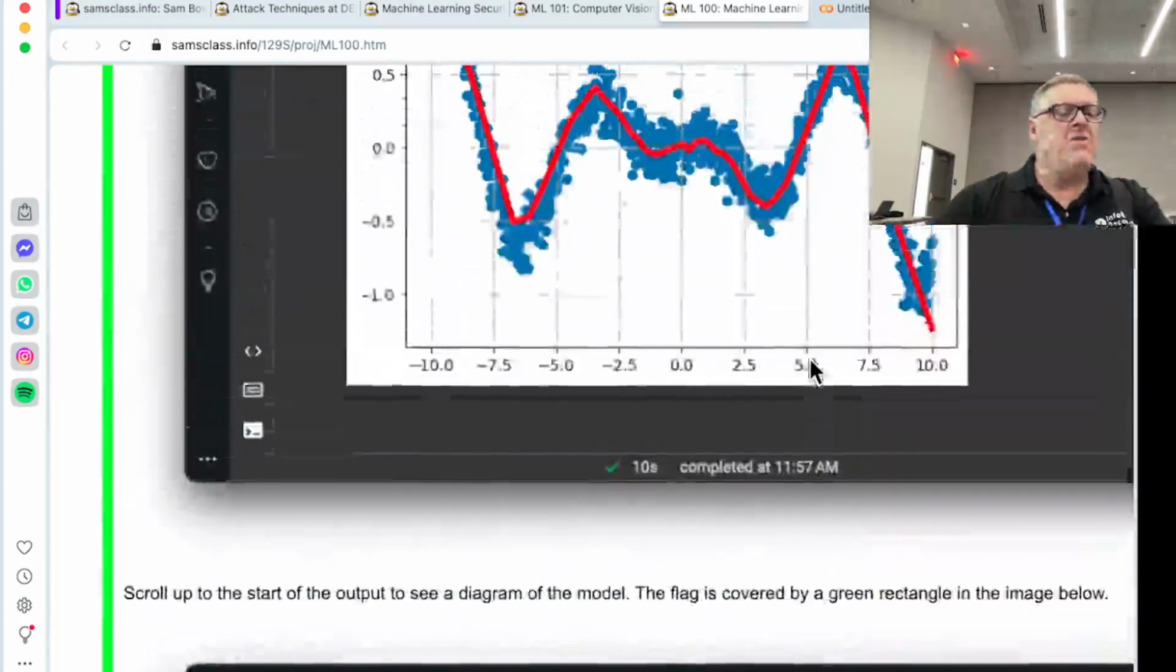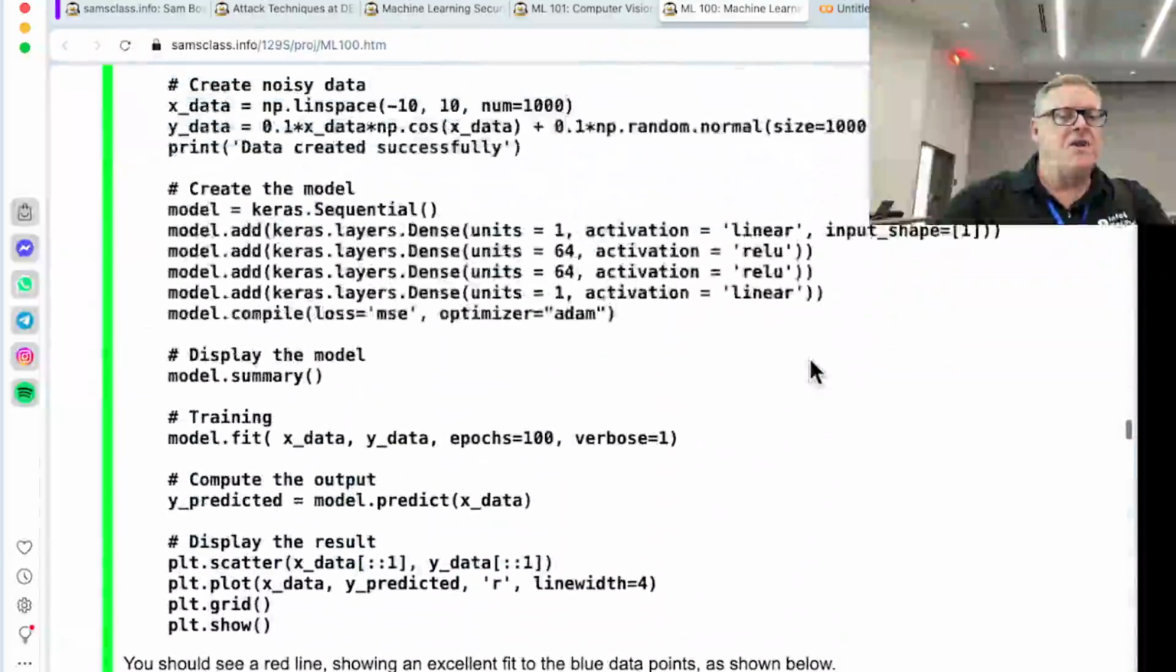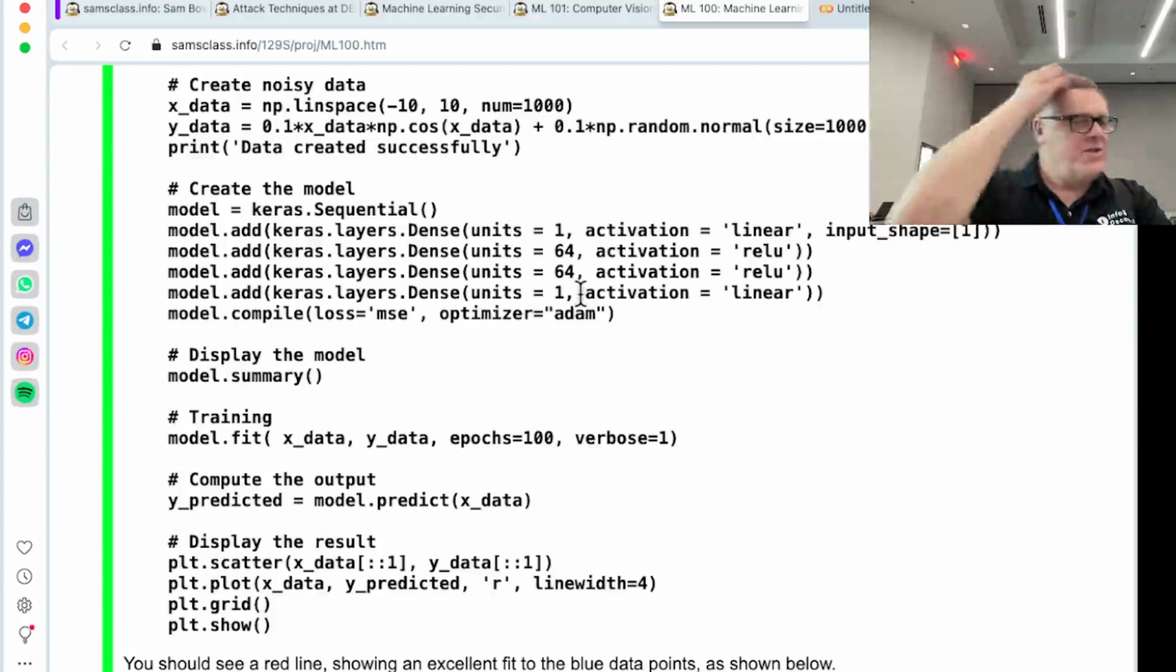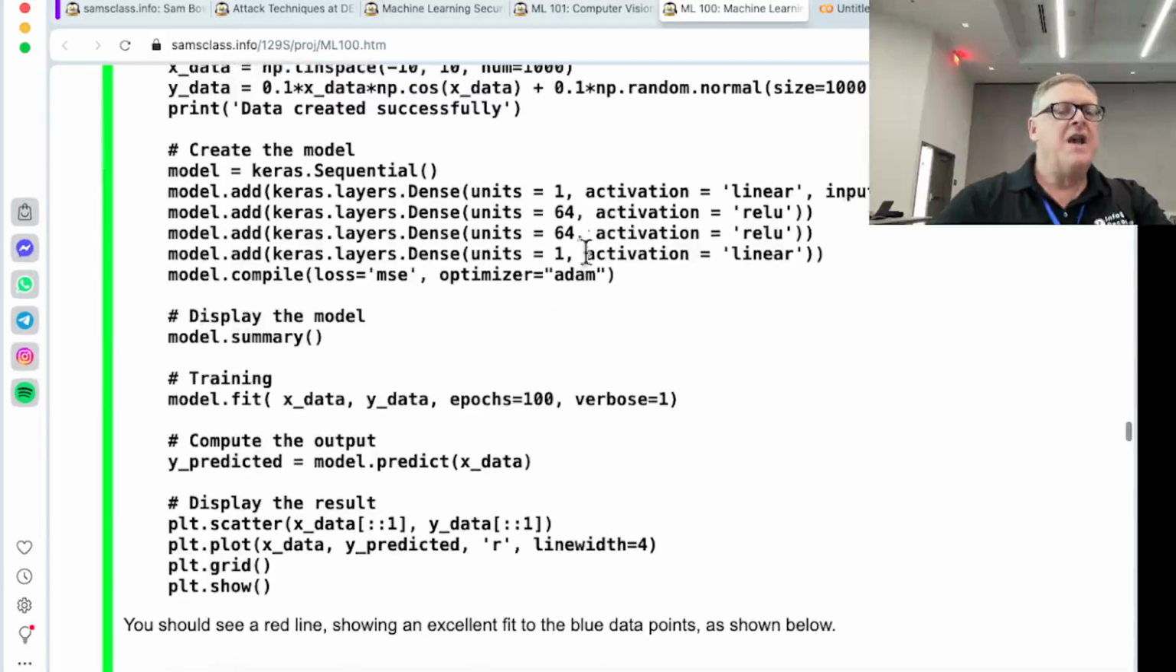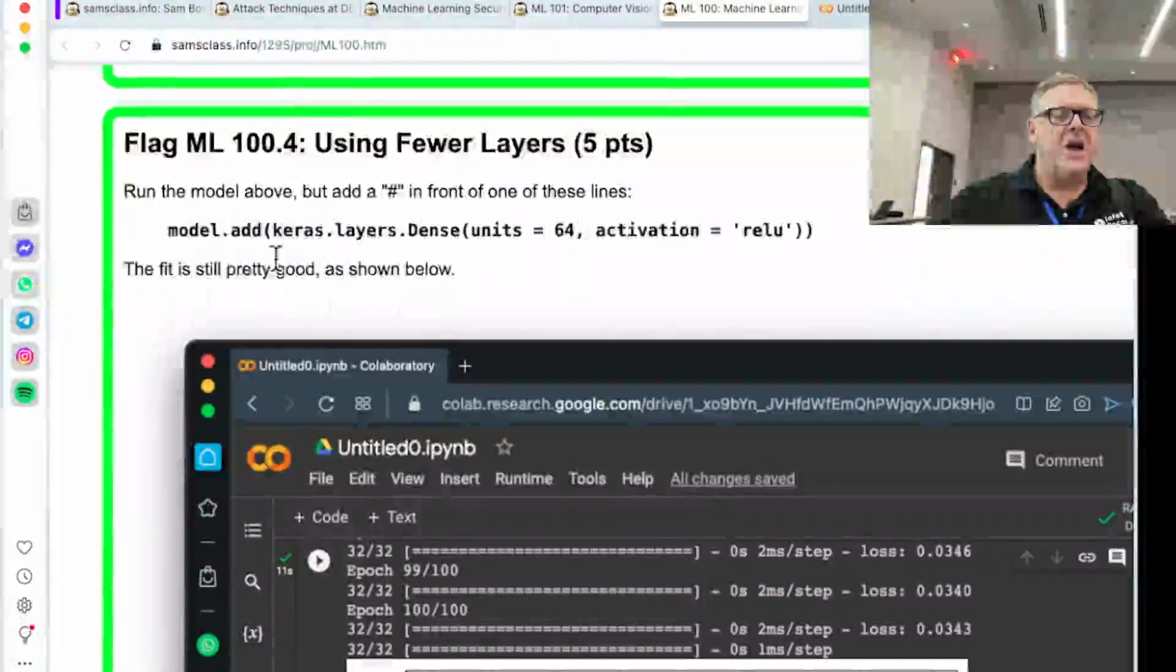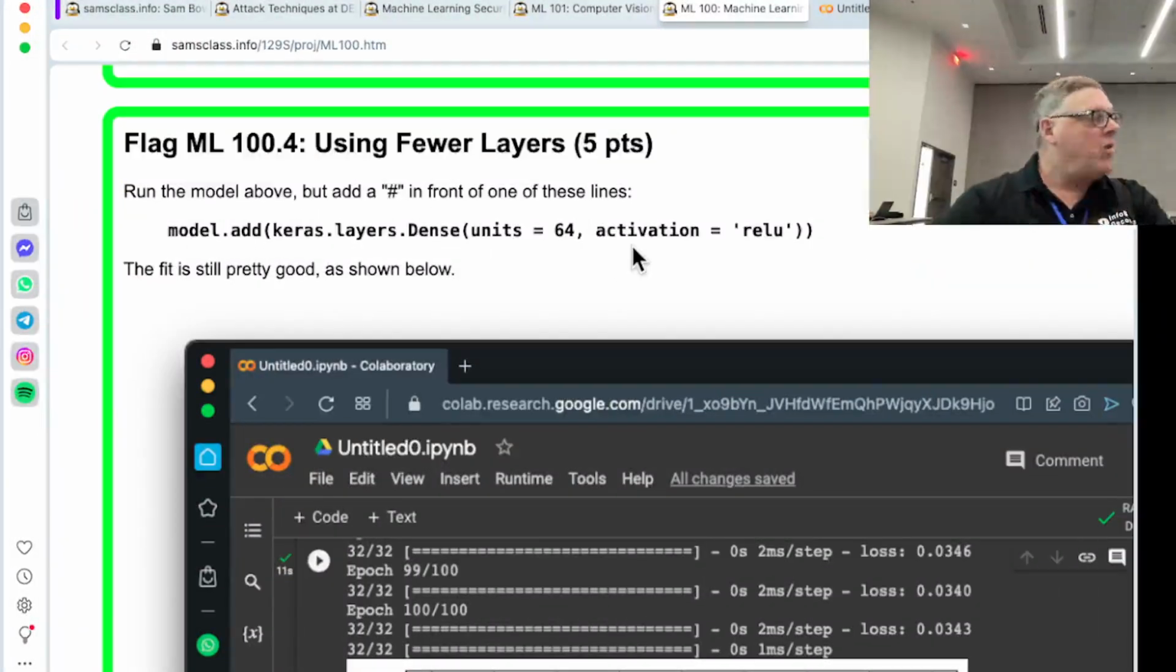Now this is how you make a multi-layer model. All you do is add a couple lines. This is the input layer with 1 unit. Here's the hidden layer with 64 units, and another hidden layer with 64 units, and the output with 1 unit. That's all you have to do is add these lines. So you can now modify it. You can remove some of these lines to make the model simpler. So you can try remove one of the layers, so you only have one hidden layer.